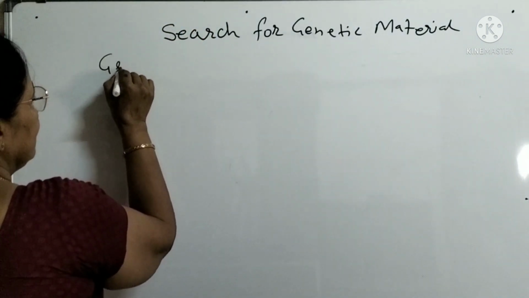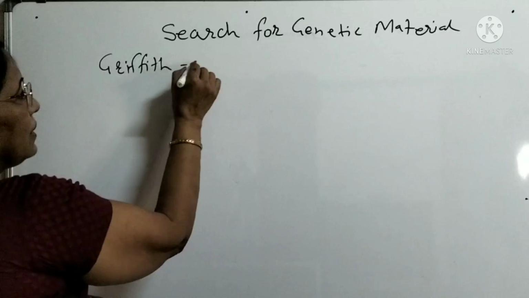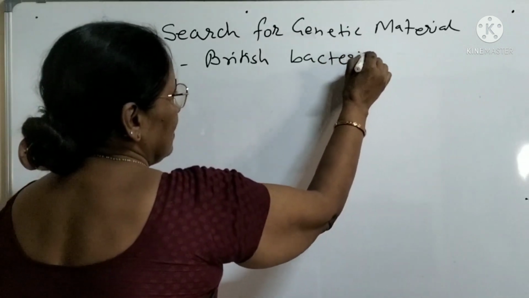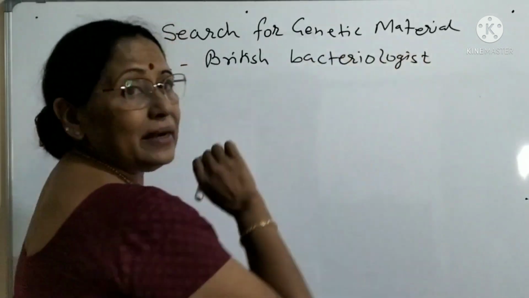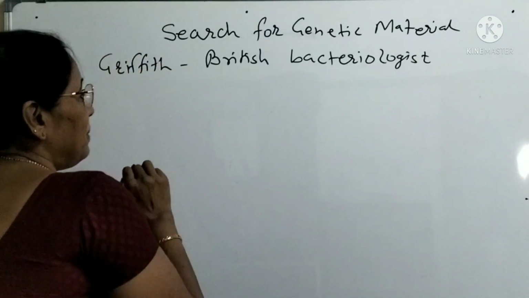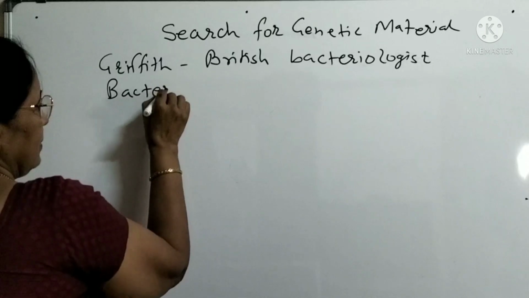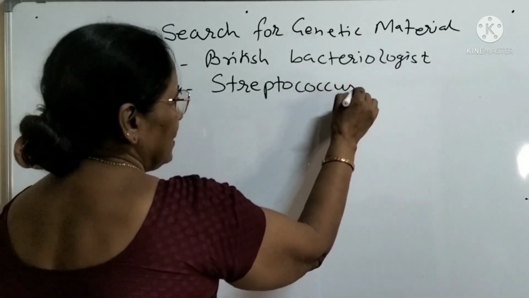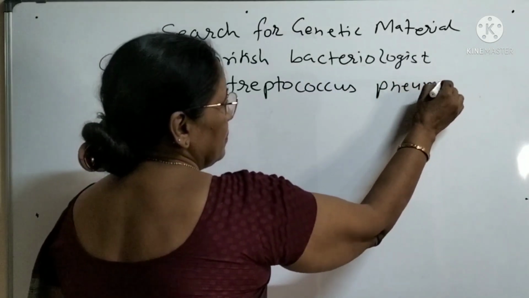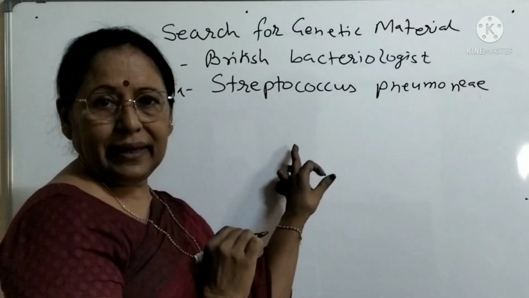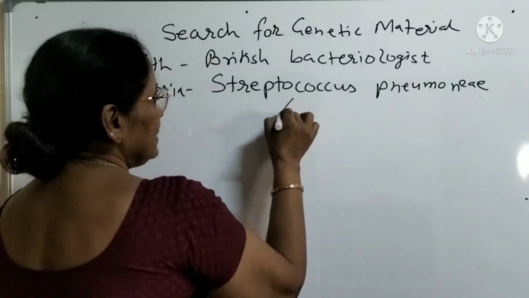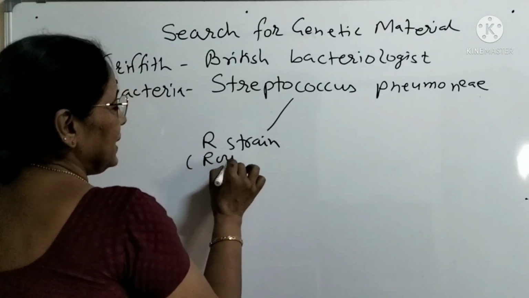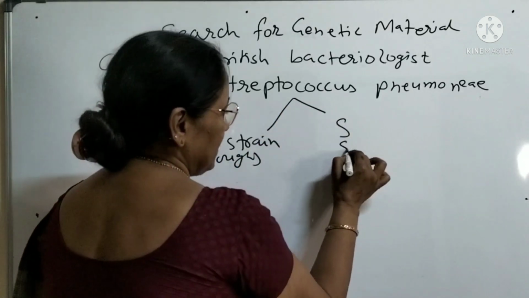Griffith was a British bacteriologist, and he was working on the bacteria Streptococcus pneumoniae. This bacteria has two strains. One is the R strain, or rough strain, and the other strain is the S strain.